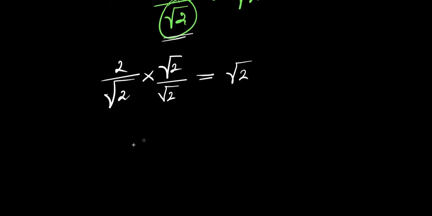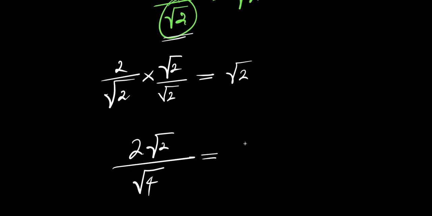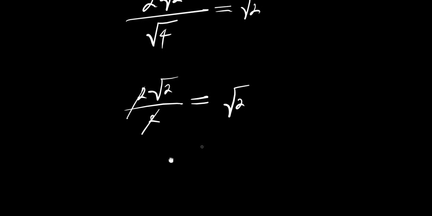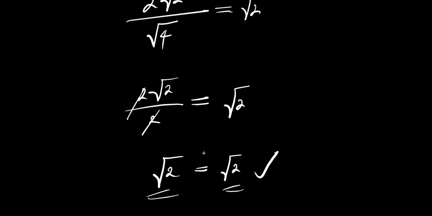Multiply the numerator, 2 times root 2, that is 2 root 2. Divided by root 2 times root 2, this is root 4, equals root 2. From here we have 2 divided by root 4, which is 2. This cancels this. This equals root 2. We have root 2 equals root 2. So both sides are the same, and that is it.